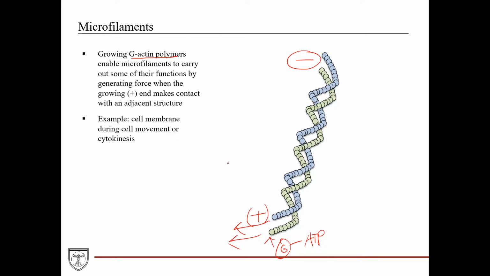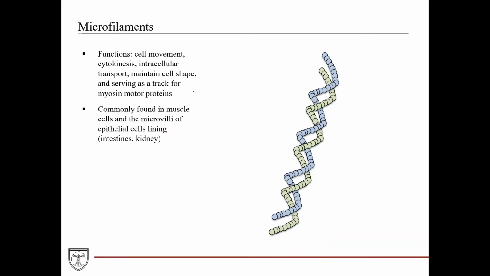And so it's going to keep growing out. And it enables these microfilaments to make contact with adjacent structures, which is really important in processes such as contacting the cell membrane during cell movement, to help the cell move, or during cytokinesis, when the cell's actually breaking apart and dividing.